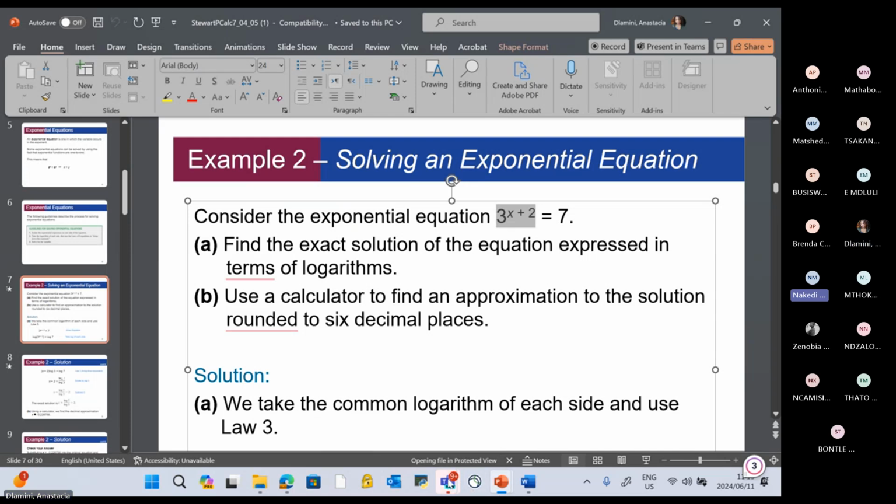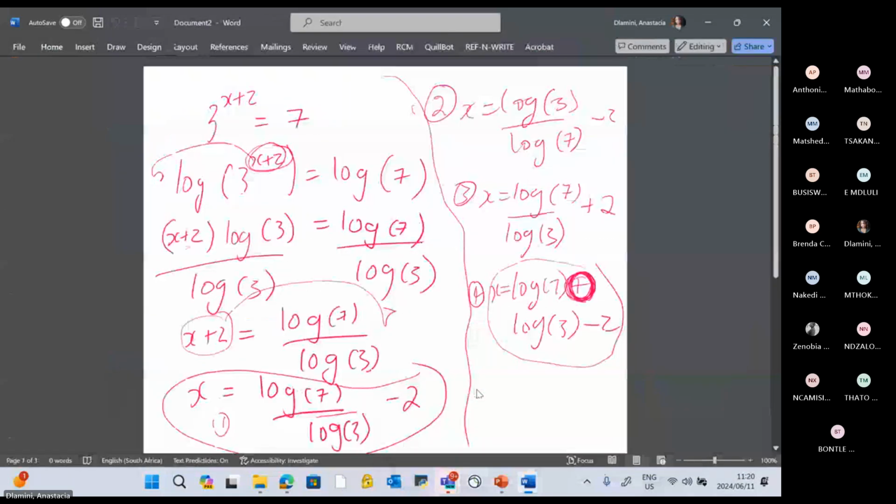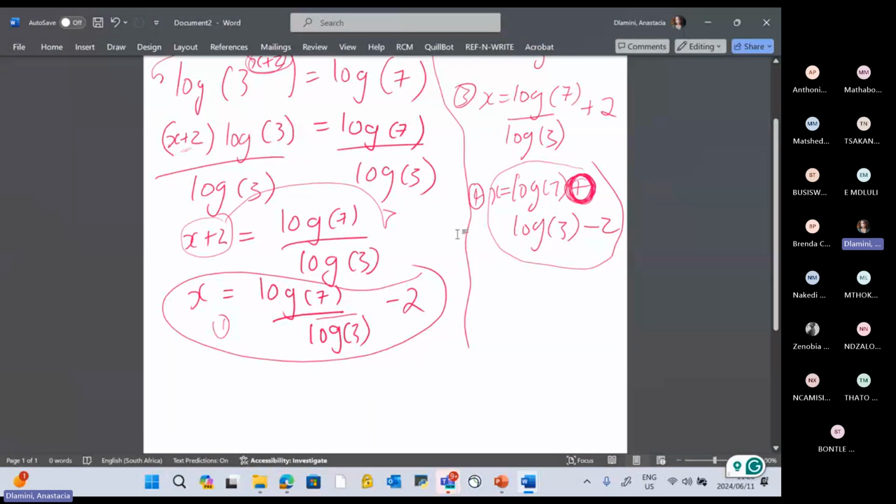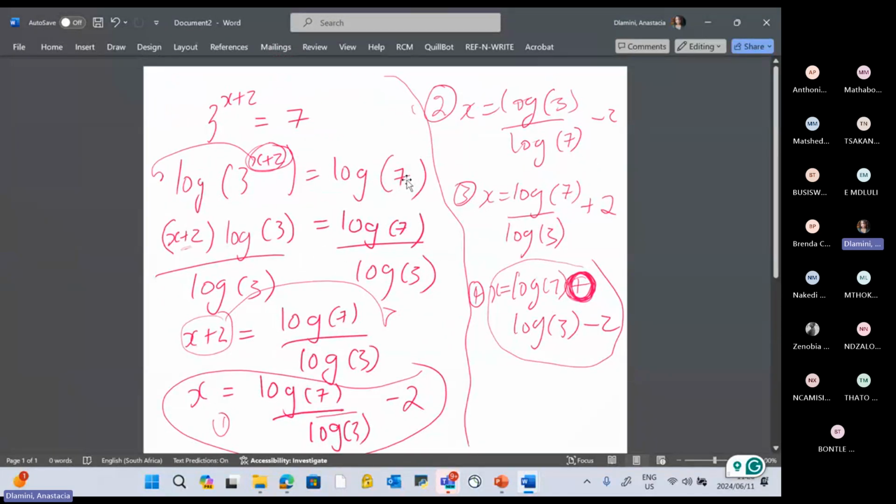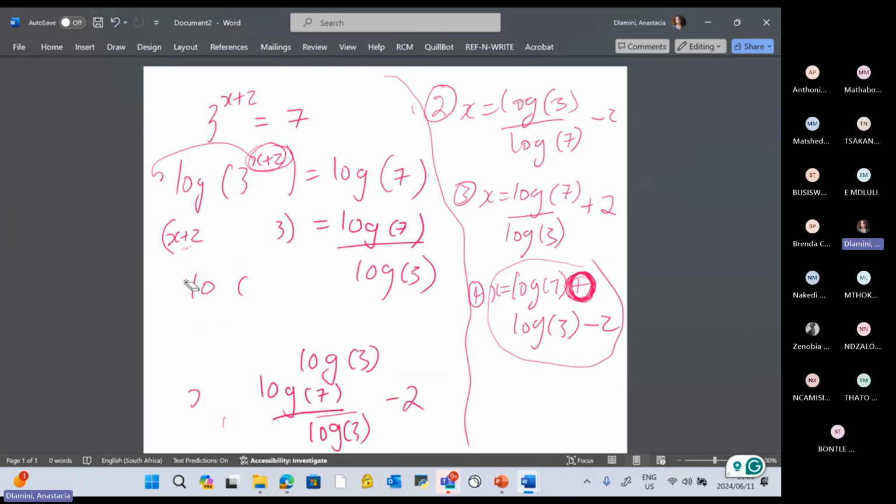Guys? I can say, where you wrote x plus 2 in brackets times log 3, why didn't you remove the brackets and then we have x log 3 plus 2 log 3? So you can do that. You can. So what you mean is, okay, let me just go back here. So you mean that instead I should have just multiplied?